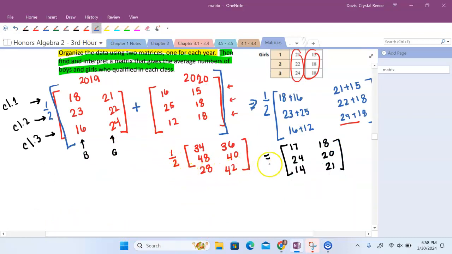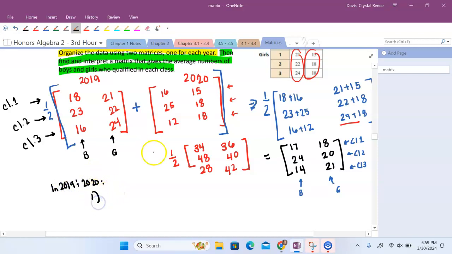Now, remember, this is my boys column, and this is my girls column. This is my class 1, this is my class 2, this is my class 3, and this is the average for 2019 and 2020. So what I can conclude is in 2019 and 2020.